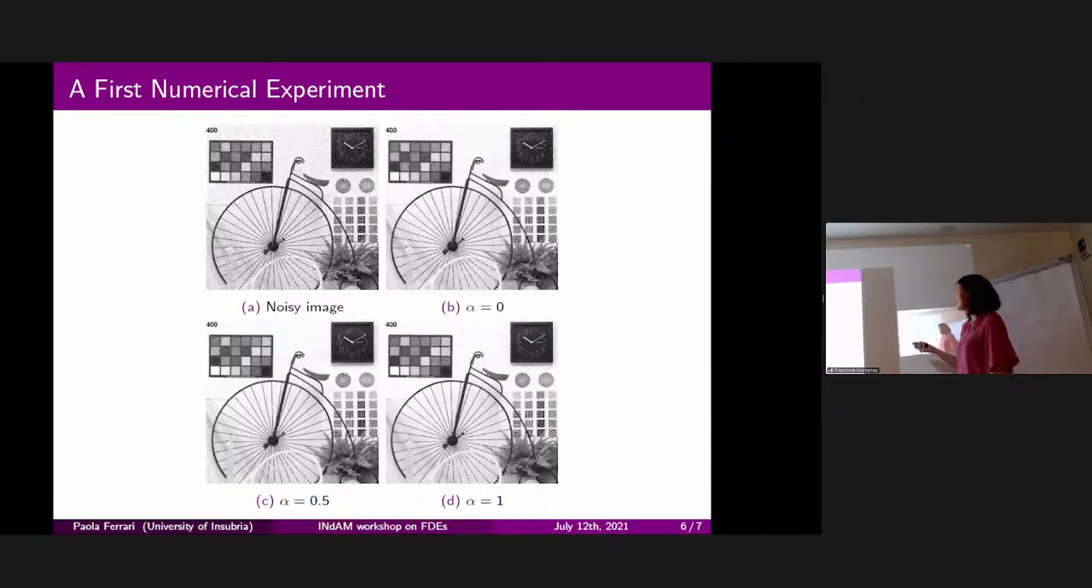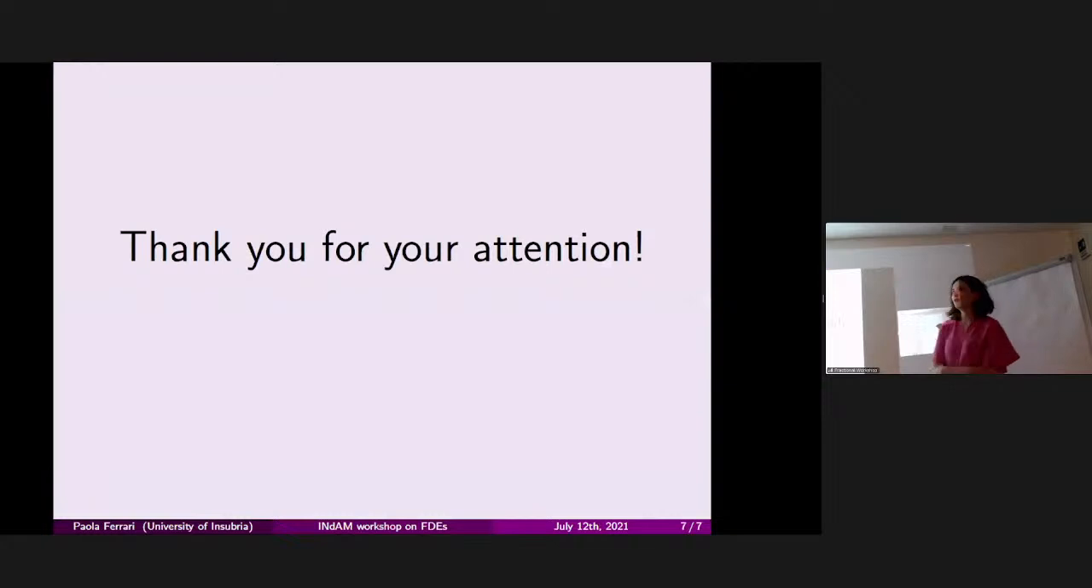But for instance, I don't know if you can see it, the image looks quite blocky because it is known to have a staircase effect. For instance, you can look at the leaves on the right lower corner, which are really blocky. And thank you for your attention.